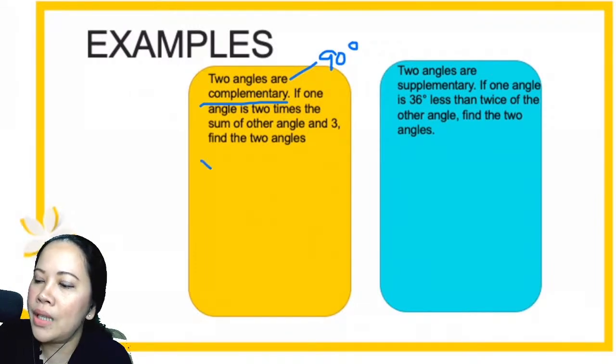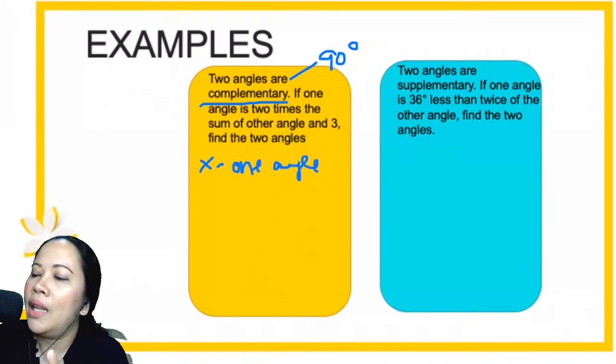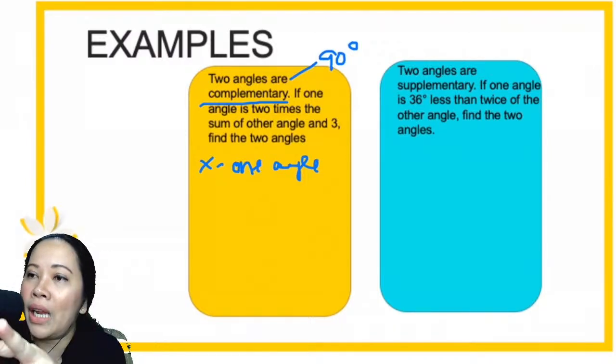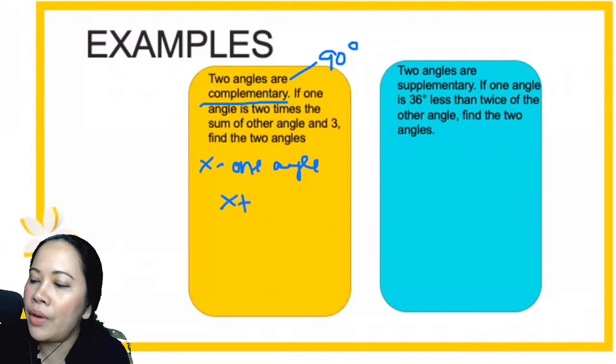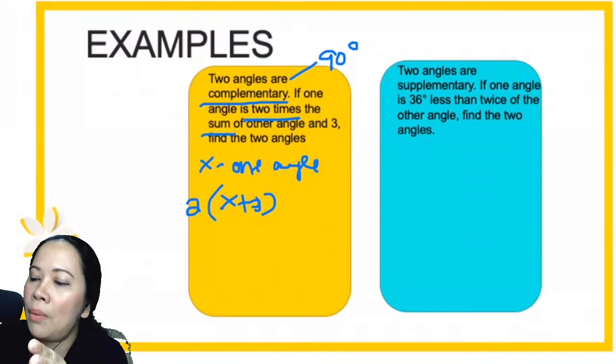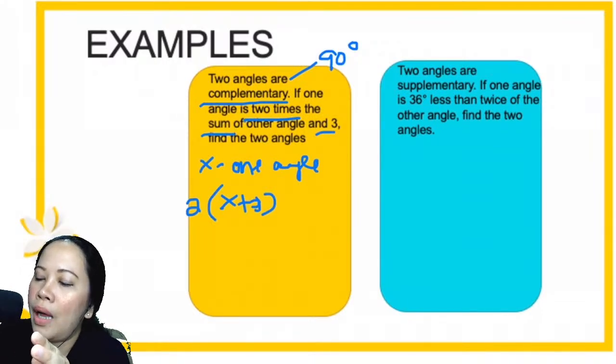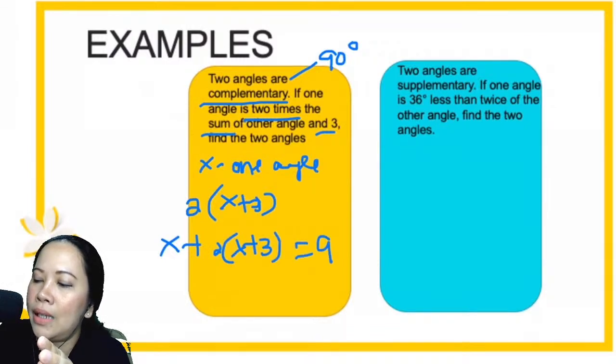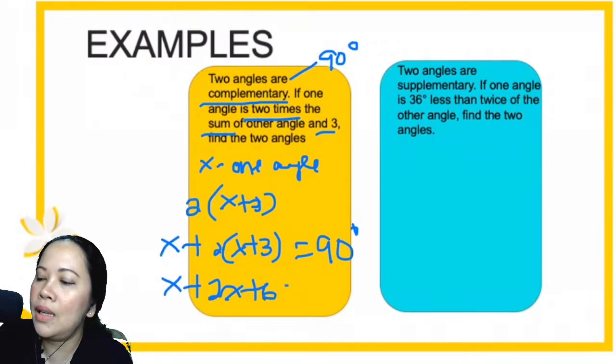So first, the first angle is x. That's always the case. One of the angles is x. The other angle is 2 times the sum of the angle and 3. So x and 3, 2 times, so 2 times x plus 3. So x plus 2 times x plus 3 is 90. So x plus 2x plus 6 is 90.